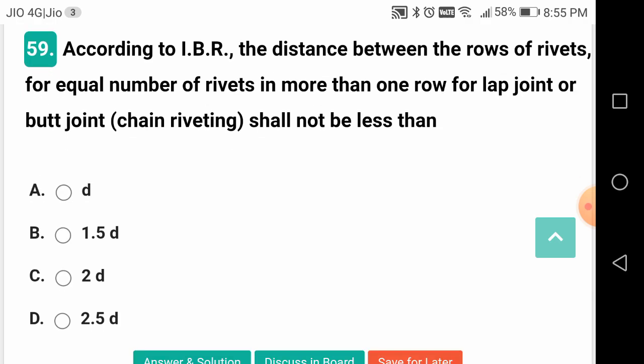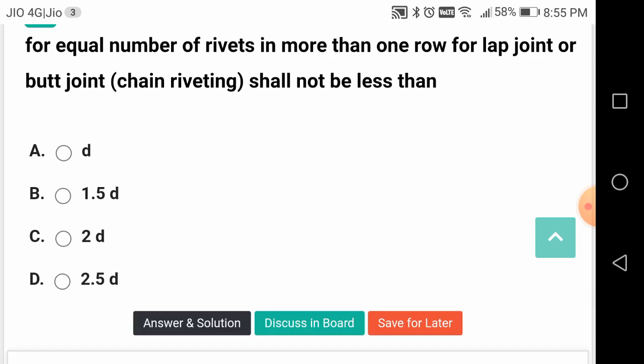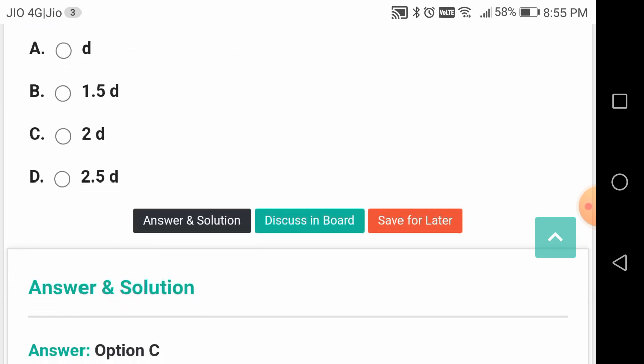According to IBR, the distance between the rows of rivets for an equal number of rivets in more than one row, for lap joint or butt joint chain riveting, shall not be less than, this is a good question friends, how much should it be? It should be 2d.